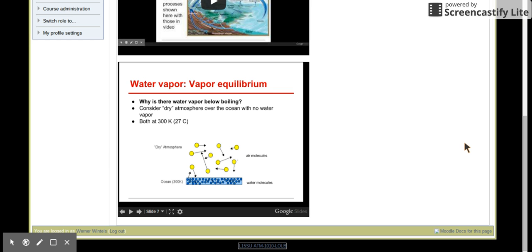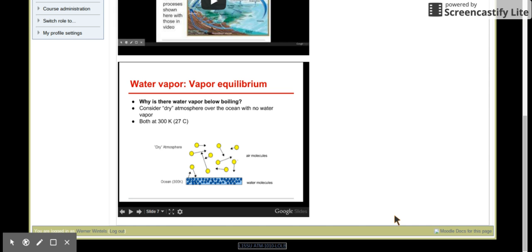One question you might ask yourself about water vapor in the atmosphere is why there is any water vapor there at all. After all, water boils at 100 degrees Celsius, 212 degrees Fahrenheit, and the Earth isn't anywhere near that hot at the surface. So why is all the water vapor in the atmosphere not in the ocean?